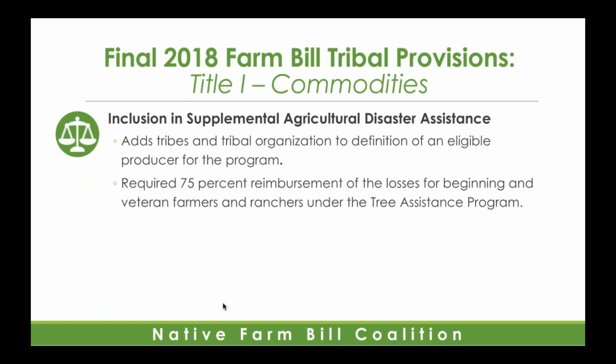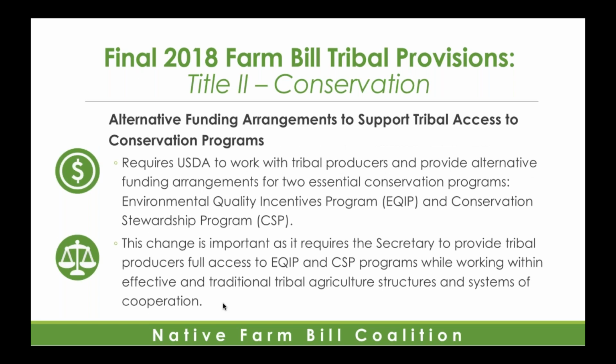Starting with the commodities title, as I talked about with the larger changes, there were just two changes within the Supplemental Agriculture Disaster Assistance Program. The first change added tribes and tribal organizations to the definition of an eligible producer for the program, which is a recognition that they hadn't been directly included before. Additionally, the tree assistance program requires a 75% reimbursement of the losses under a disaster assistance scenario for beginning and veteran farmers and ranchers under that program as well. And to talk about the conservation title, I'm going to turn it over to Erin Parker.